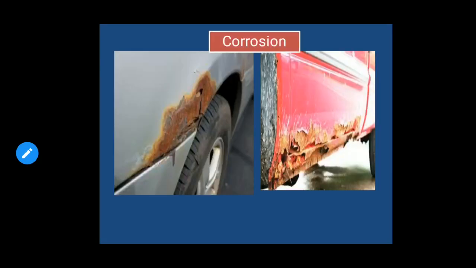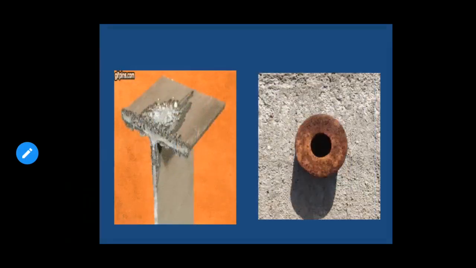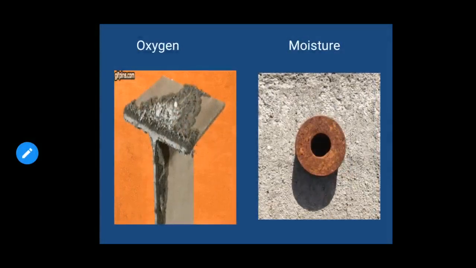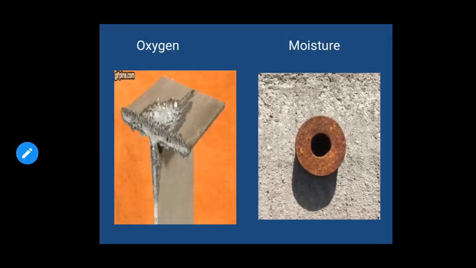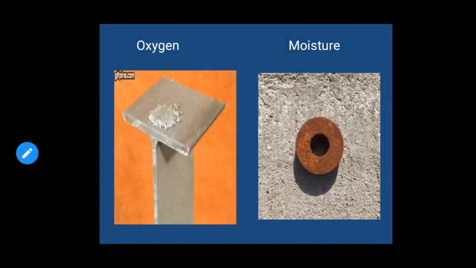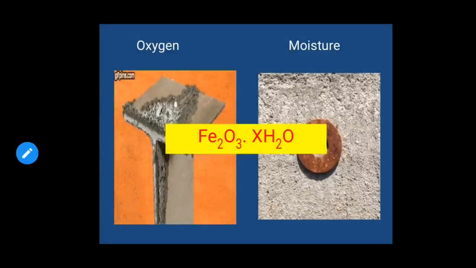You must have observed corrosion causes damage to car bodies, bridges, iron railing, ships and many other materials made up of metals. And in iron, corrosion is very common, which is called rusting. Iron gets corroded because of oxygen and the moisture present in the atmosphere. A reddish brown colored layer forms on iron called rust, which is nothing but ferric oxide, that is Fe2O3.xH2O, hydrated ferric oxide.